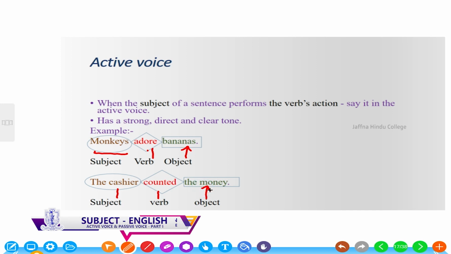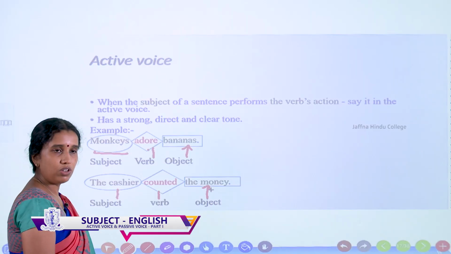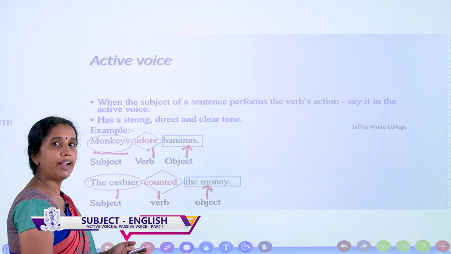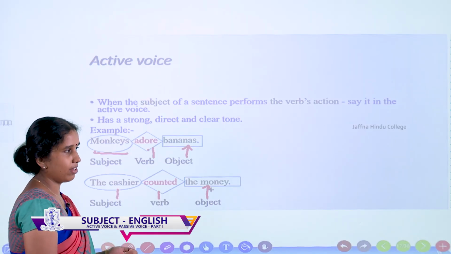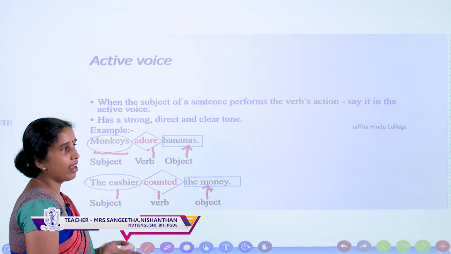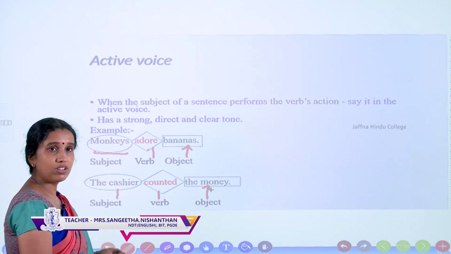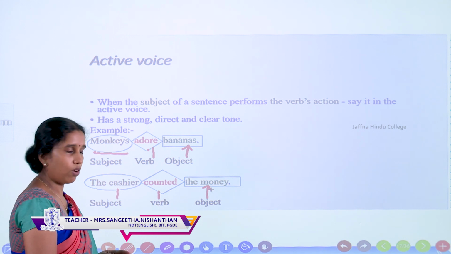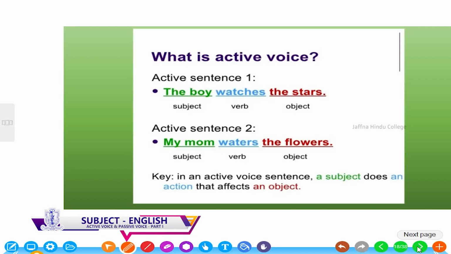So, this is a statement word order or sentence word order. Subject, verb, and an object. If a sentence begins with a subject and gives importance to the subject, it is in active voice. Here are some more examples.